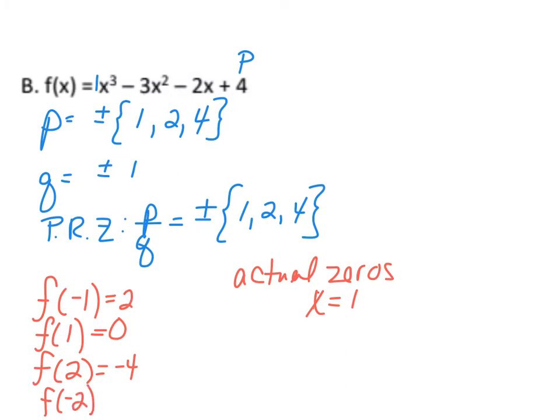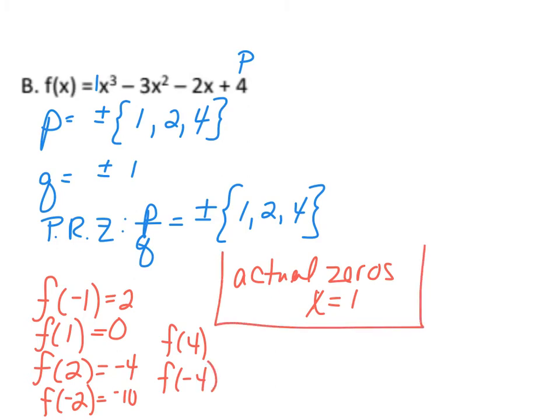F of -2 looks like -10. So that's not a 0. I try f of 4. Nope, and f of -4. Okay, so there is only one actual rational zero. So just to point out what this means, the other two must be complex or irrational.